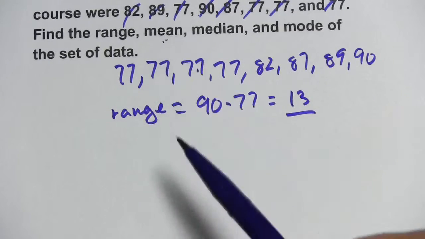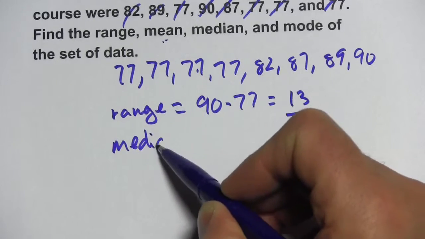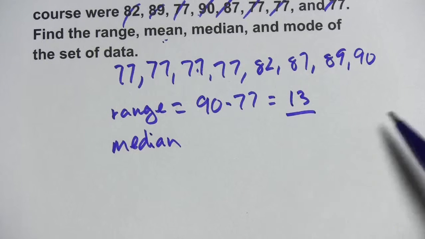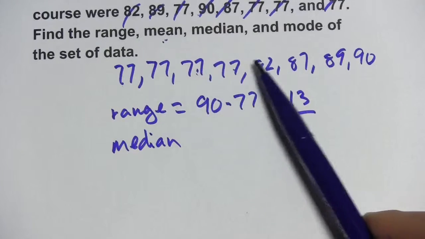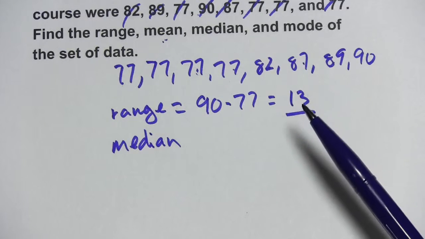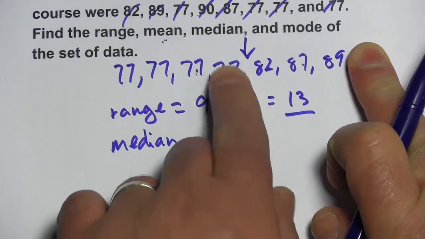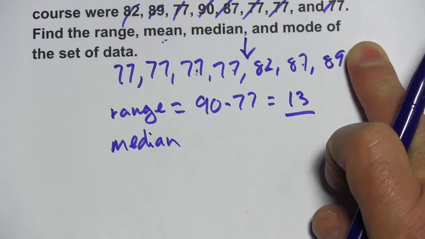I'm going to come back to the mean because that takes the most work. Let's work on the median next. So the median is the middle number in a set of numbers when they're all written out like this. So let's count how many we have here. 1, 2, 3, 4, 5, 6, 7, 8. Now, this is an even number of numbers, which means the middle would fall between 2 numbers, right in the middle there. If you have an odd number of numbers, like if this 90 wasn't here, the middle would be this number, and that would be the median.